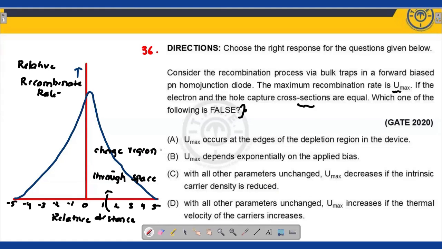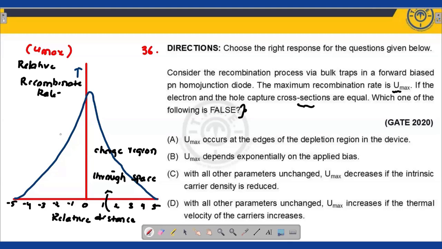Okay. The maximum recombination rate, Umax, does not occur at the edges of the depletion region in the device stored. So here what happens, my dear students? First question. See, Umax is what, my dear students? Umax occurs at the... See here. What is Umax? That is the maximum recombination rate.